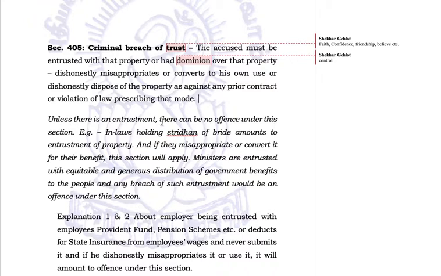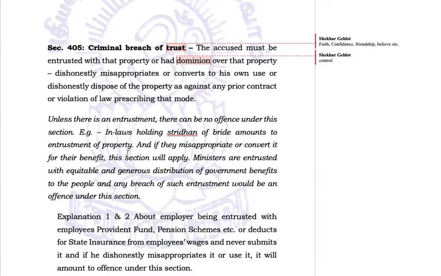Unless there is an entrustment, that is why we call it trust, because someone gave it to you in trust. Unless there is an entrustment, there can be no offense under this section. Example: in-laws holding stridhan for the bride amounts to entrustment of the property. Stridhan of the bride means whatever money or gold the bride brought with her. So the bride brought a lot of gold or ornaments with her, and she handed it over to the in-laws for safekeeping, saying you take care of my gold. The in-laws said you give the gold to us, somebody will steal it from you, and she gave it to the in-laws.